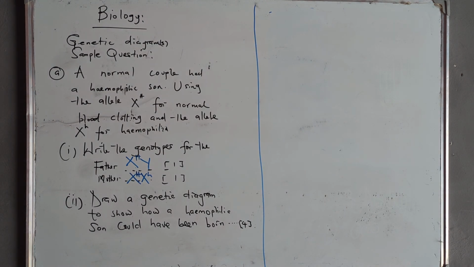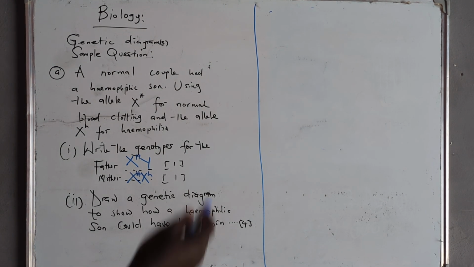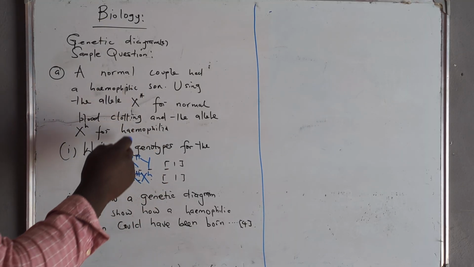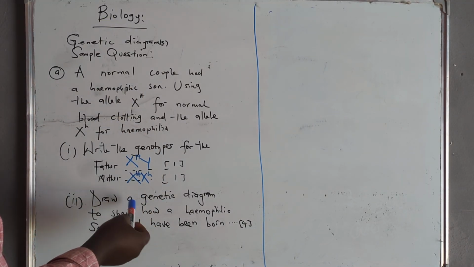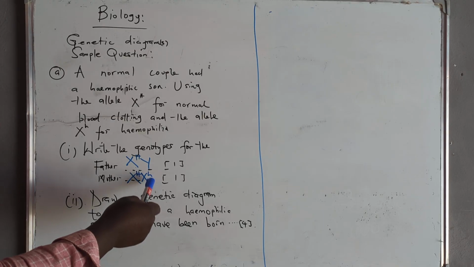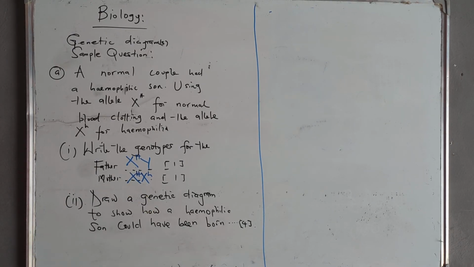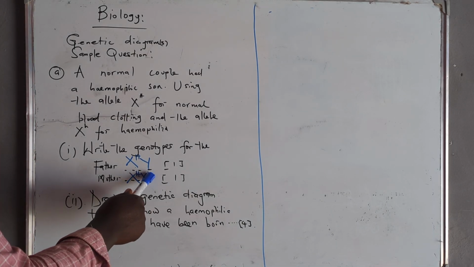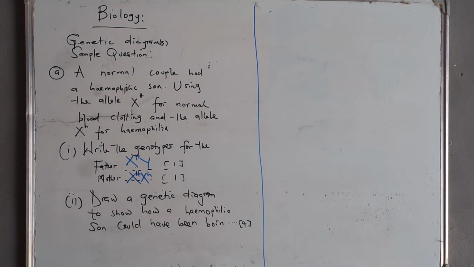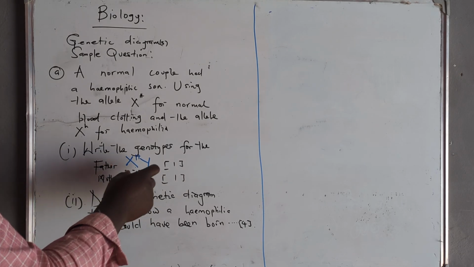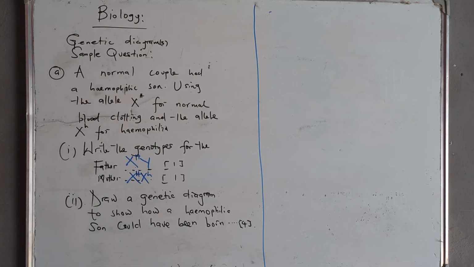The hemophilic allele can be known as a recessive allele in the sense that it is overshadowed by this capital H. So here the capital H is dominant. This one is dominating this one. This is recessive. So in this case, our mother was actually the carrier.